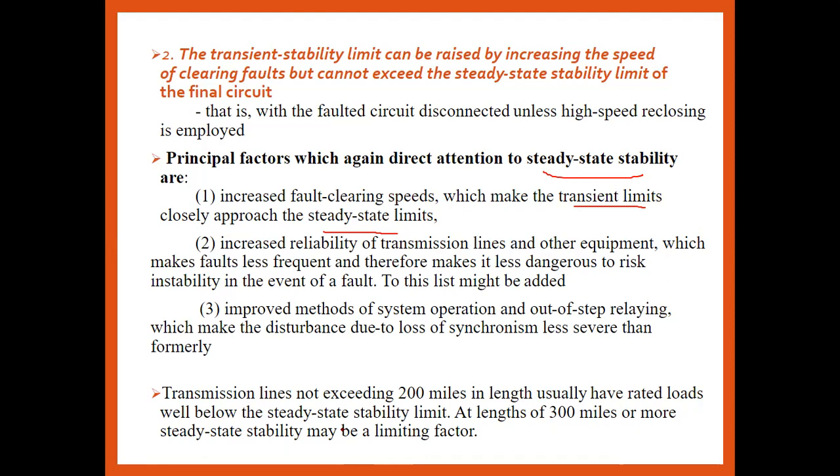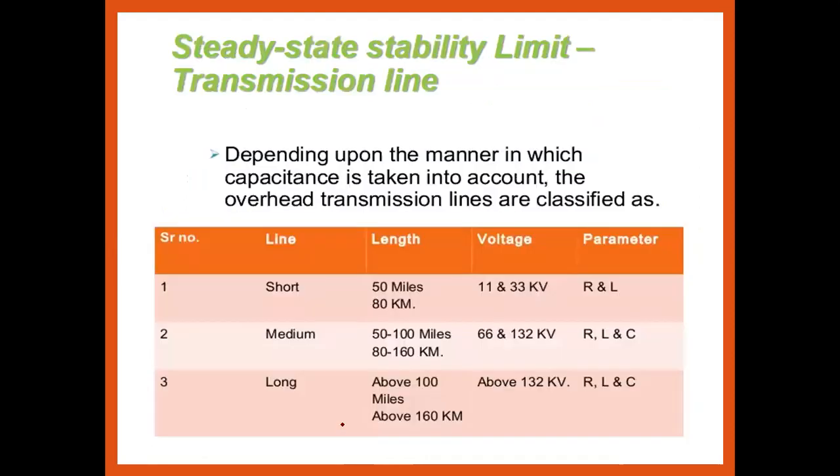Okay, so with reference to the steady state stability of the transmission line, as we all know, the transmission line should be categorized into short, medium and long. The short line has a length of up to 80 kilometers, and the voltage range for the short line is up to 11 to 33 kV. The electrical parameters we take into consideration while calculating the steady state stability of the short transmission line are resistance and inductance.